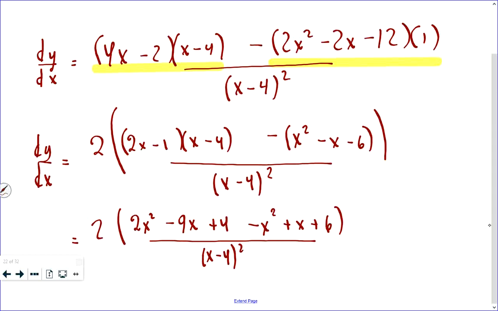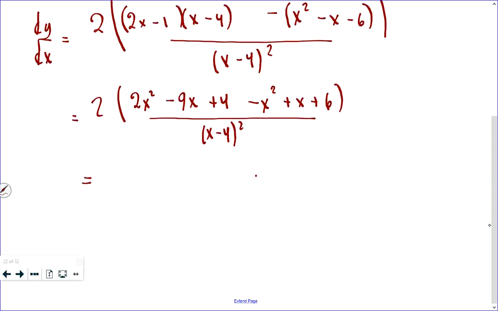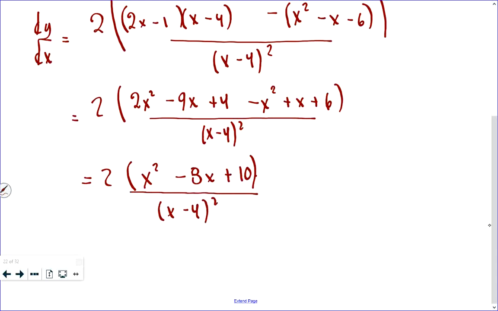So now we can simplify the top a little bit more. 2x squared minus x squared is simply x squared minus 8x plus 10 over x minus 4 quantity squared. I'll just double check that. It looks okay. So what I was talking about earlier is if you didn't take that 2 out, then you would be looking at 2x squared minus 16x plus 20. Then you would take it out.